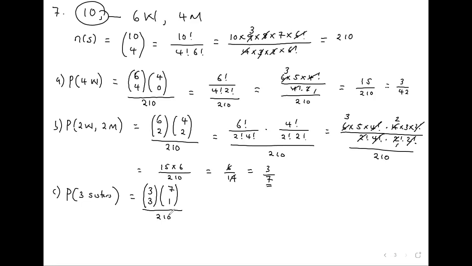Because we only have 3 sisters and the group includes all the 3 sisters. So we'll say 3 sisters out of 3 sisters. So from that, you calculate now. 3 choose 3 will just give you 1. Then 7 choose 1 will give us 7 over 210, which is 1/30.